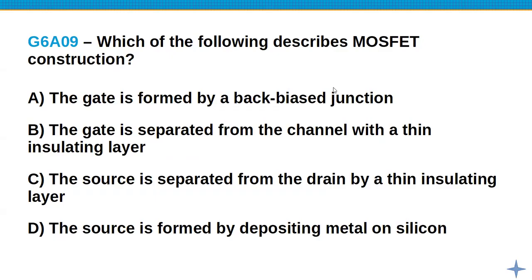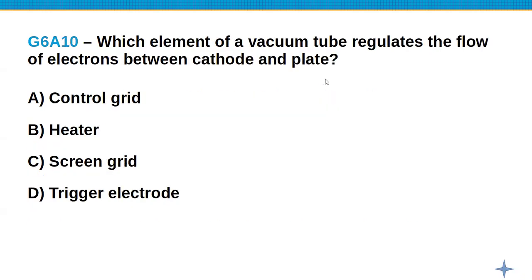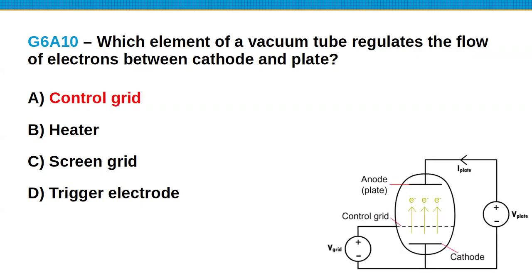Which of the following describes MOSFET construction? Bravo. Bravo. Which element of a vacuum tube regulates the flow of electrons between cathode and plate? Alpha. The control, not the screen. Alpha. Right.